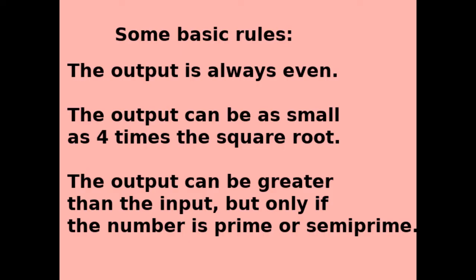There are some basic rules about how the algorithm will work. First, every output will always be an even number. The output for every step can be as small as 4 times the square root, if it's a square number. The output can be larger than the input, but only if the number is prime or semi-prime. If the output has one of the sides of size 3 or larger, it will always be smaller than the input. In general, the algorithm will push numbers down, and quite quickly.